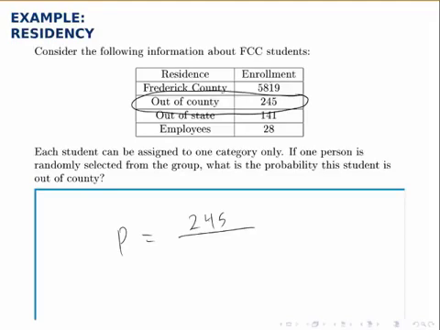If we add up the 5819, the 245, the 141, and the 28, we get a total of 6233. So that's the probability: the number of ways of selecting an out-of-county student divided by the number of ways of selecting any student. And again, if we write that as a decimal, we get about 0.039.